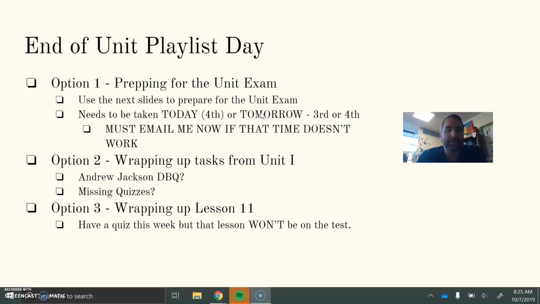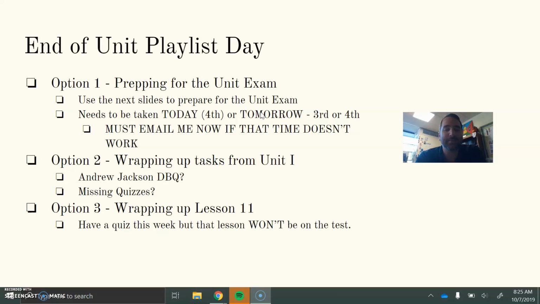Option two is wrapping up tasks from Unit 1. For instance, if you didn't get the DBQ done or any of those missing quizzes, just note that at the end of this week, late penalties increase, or I guess decrease, so you can only earn half credit as opposed to 75% on missing assignments that come in. So take a look at the gradebook. Anything that has a 0.1 in it, you might want to see if you've taken that. If you've taken a quiz, please email me. Remember, email communications on missing assignments.